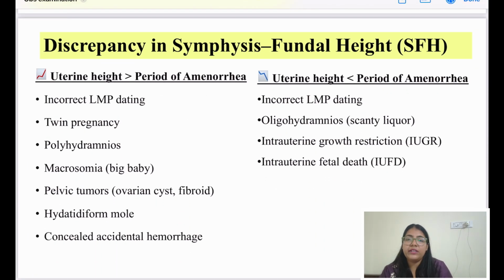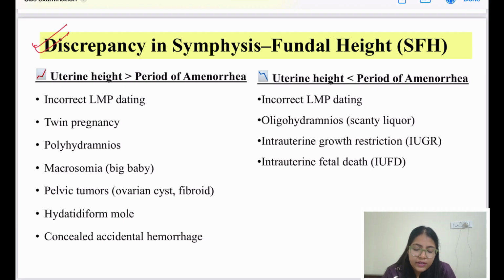And while you are measuring the fundal height or the symphyso-fundal length, there may be some discrepancy. You may find your symphyso-fundal length is coming to be 28 centimeter, but your fundal height is only 20 centimeter, or your symphyso-fundal length is 28 centimeter, but your period of gestation is 32 weeks. So why the discrepancy?